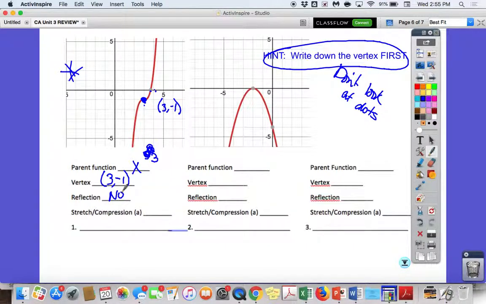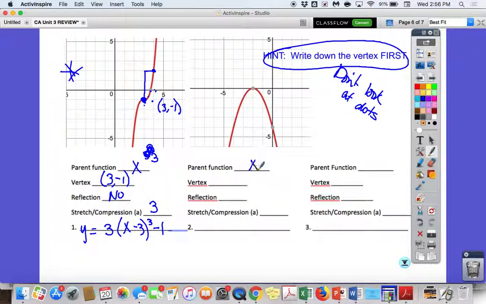What about the stretch? Now, you got to look up here. So from this dot, when's the next time it goes through crosshairs? Right there. So basically, when you go over one block, how many did it take to go up? So that's 3. So this thing is 3, and then I've got x minus 3 cubed, and then I got the -1 at the back.